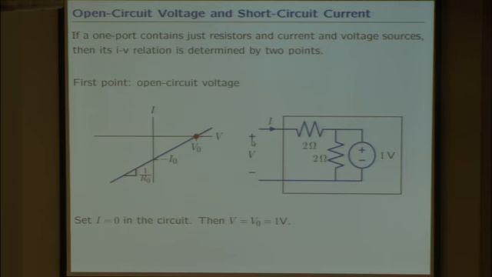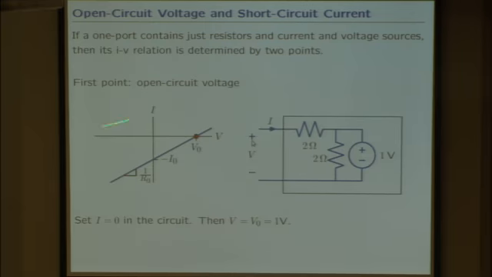Open circuit means there's no connection between the terminals. That means the current is 0. If the current is 0, I'm on the x-axis. So over here, I'm on the x-axis, so I'm thinking about the red point. Open circuit over here means there's no connection here, which means the current is 0. And all I need to ask is, regardless of how complicated the circuit is, how big is the voltage that I would measure here?